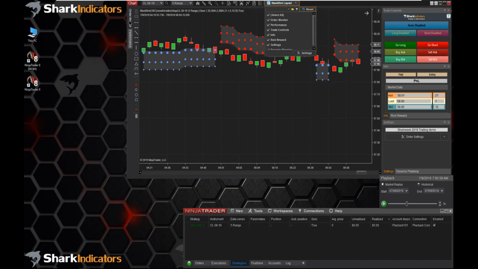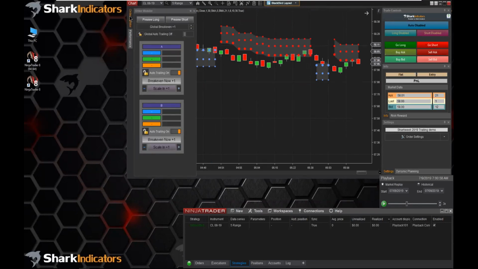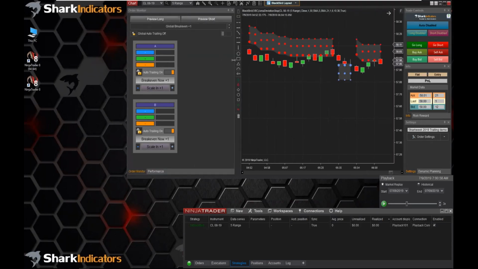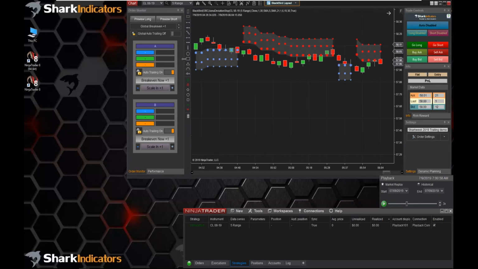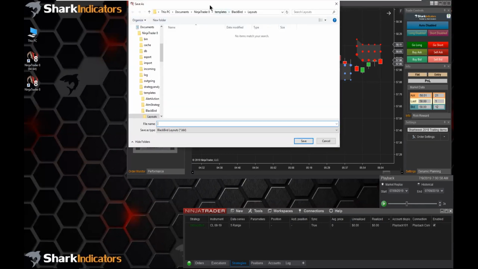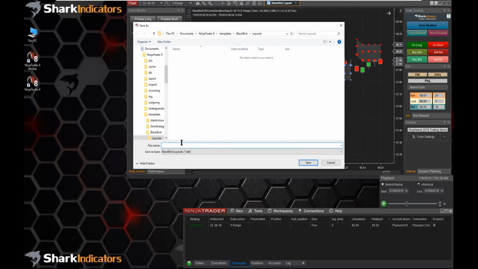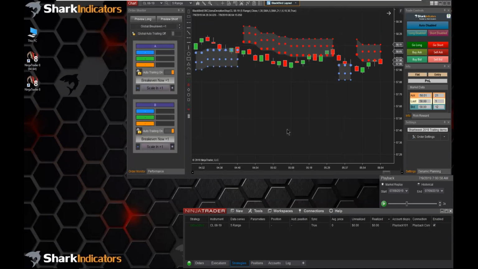So, for example, actually, let's see if I have one saved. No, I don't have anything saved. But if I wanted to always have the order monitor panel open like this, all right, let's shrink that up a little bit. Then I can go into the layout, and you can see there's a tiny little save button here, a tiny little disk button. I can click that and save this. Let's just say OM, with the order monitor open. So like that, hit save.